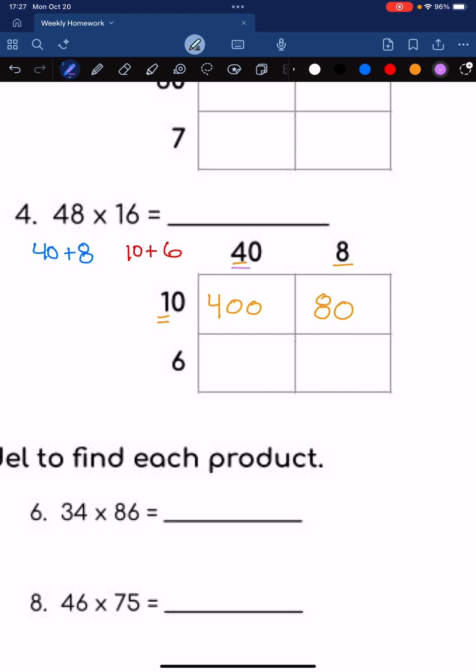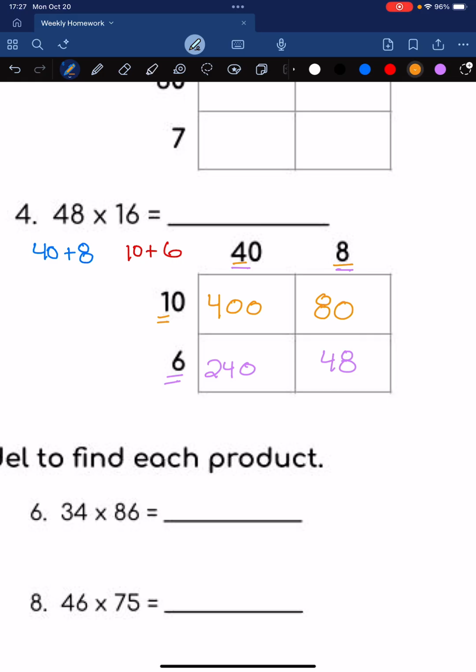And then I have, let's change our color up here, 4 times 6, which was 24. And how many zeros do I have between the both of them? 0. And then I have 8 times 6, which is 48. Beautiful. Okay. Now, step 4 is to add all of these partial products.